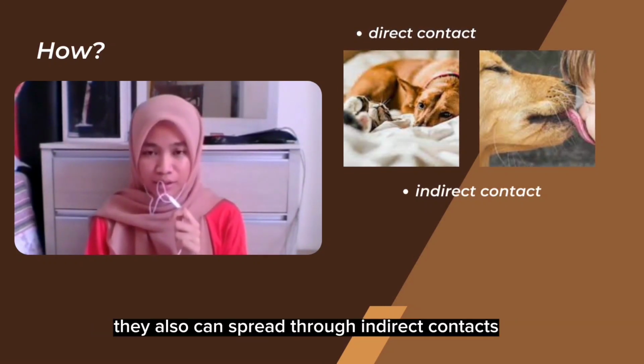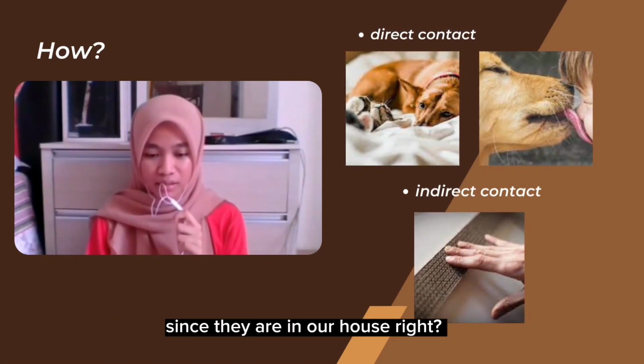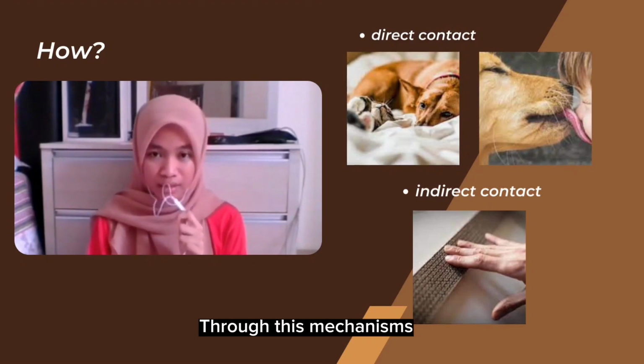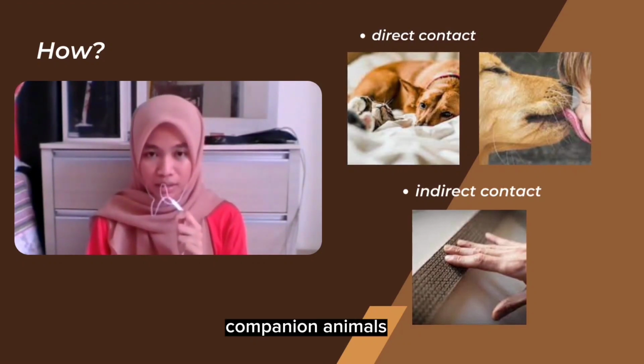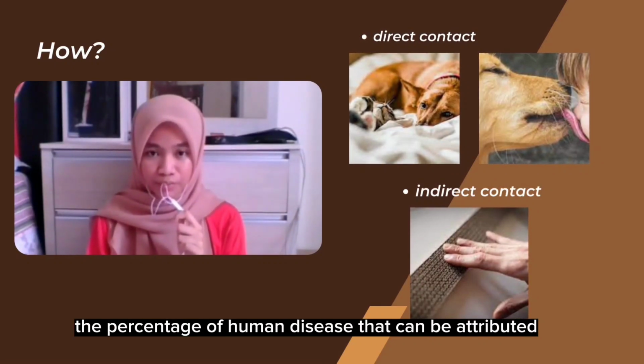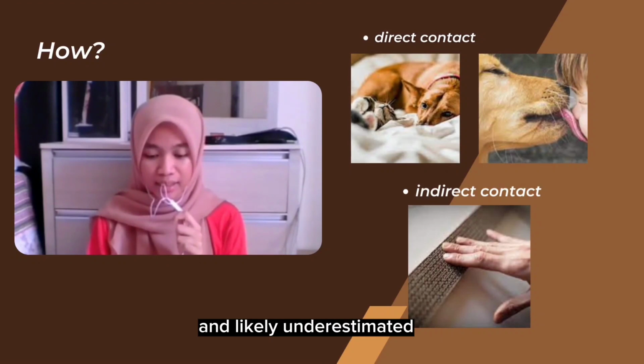They also can spread through indirect contact, such as when we touch a contaminated surface, since they are in our house. Through these mechanisms, companion animals are a potential source for many human diseases. The percentage of human disease that can be attributed to pets remains unknown and likely underestimated.